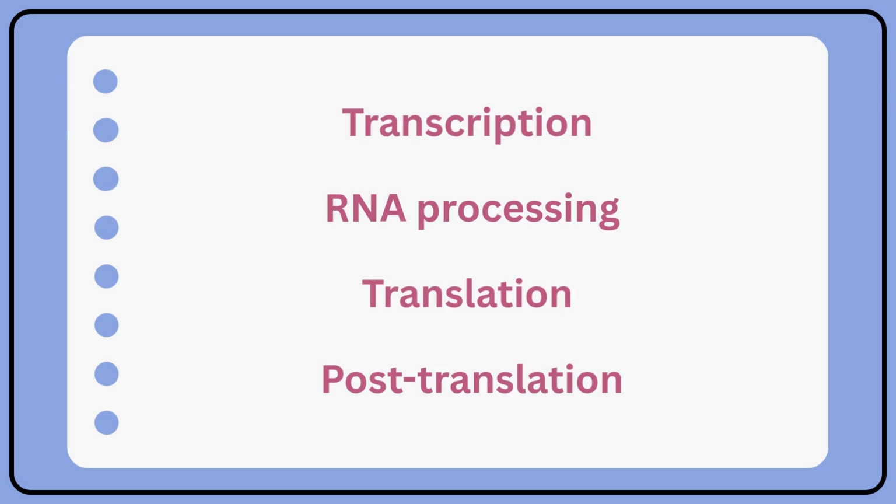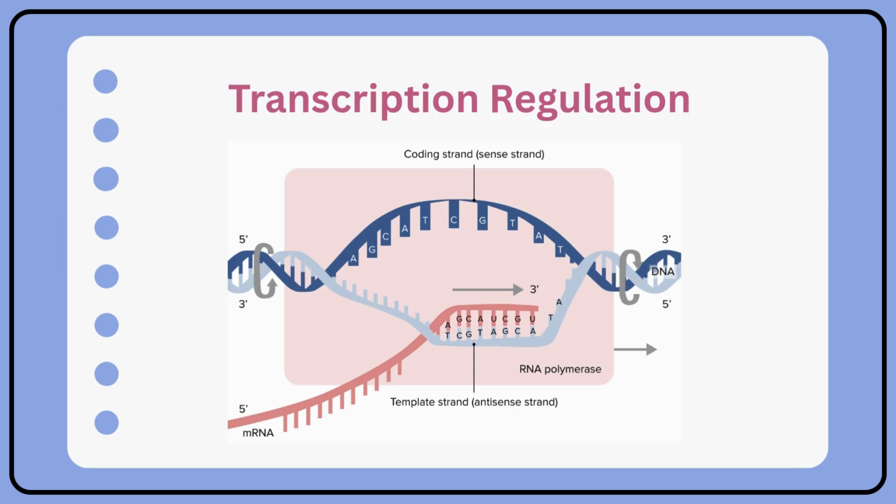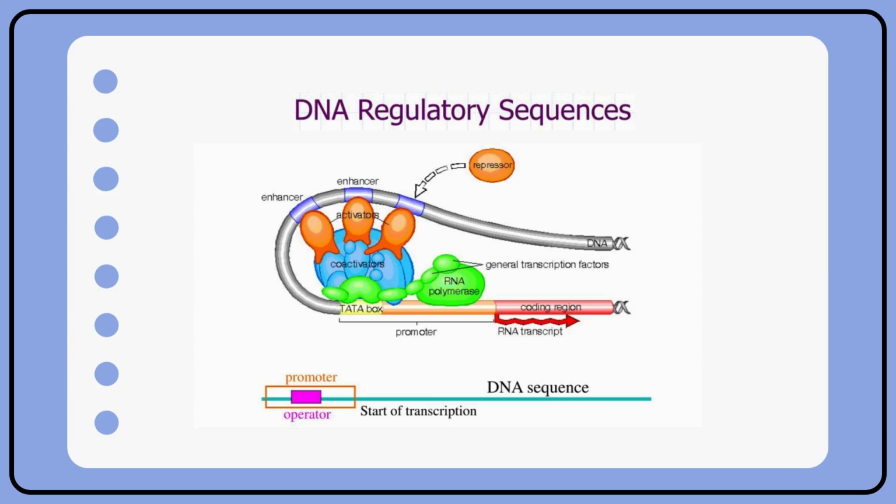The classic and most important level is transcriptional control. Because this type of regulation is one of the most important and classic levels of gene expression regulation. Because at this stage, the cell decides whether a gene should be turned on or off. Or in other words, the cell first checks whether transcription of this particular gene should happen at all. This decision is made by sections of DNA called regulatory sequences or response elements.